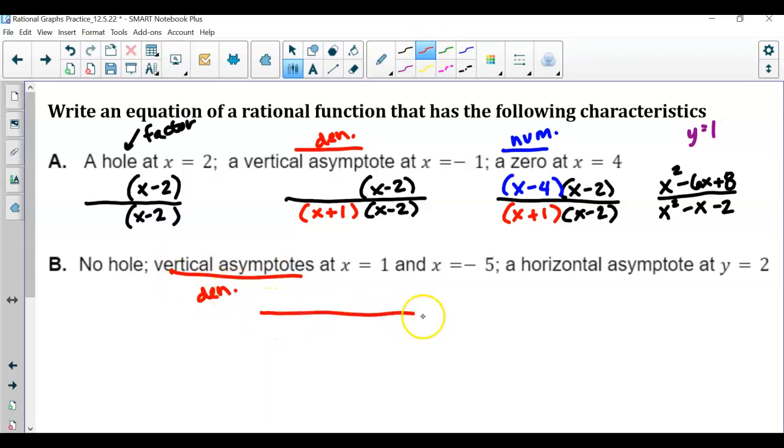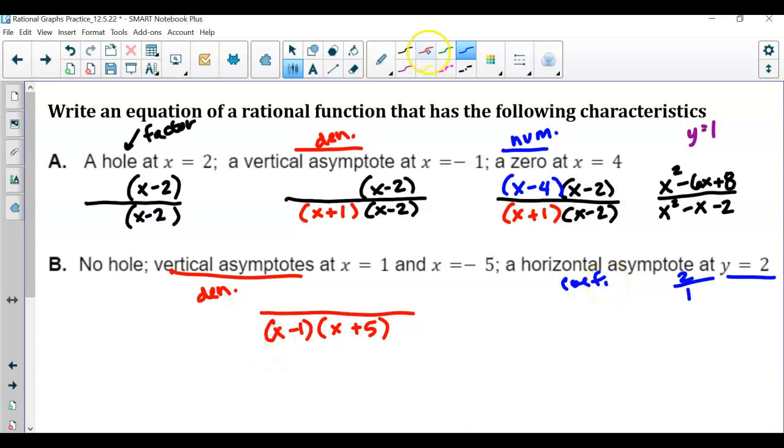So in our denominator, I need both x is equal to 1, so x minus 1, and x is equal to -5, so x plus 5. Then here we have a horizontal asymptote at y is equal to 2. So this means that the coefficients would be the same, but I need 2 over 1 for my coefficients to make this y is equal to 2. So this was again from the coefficients.